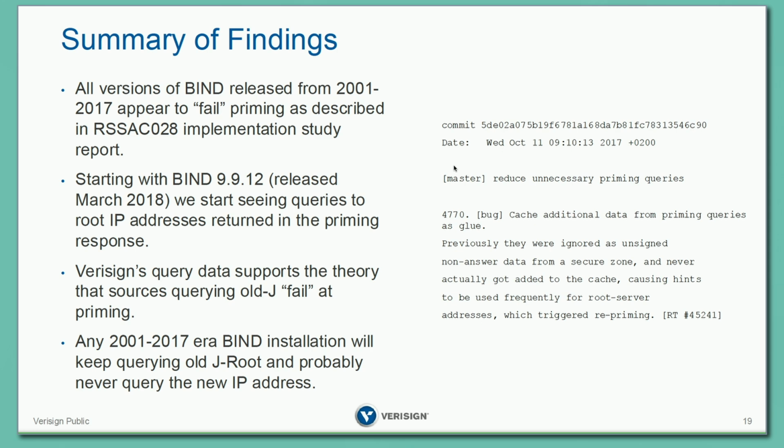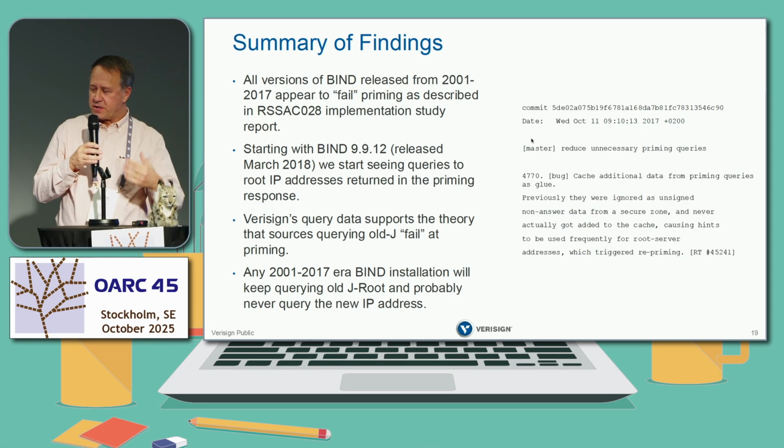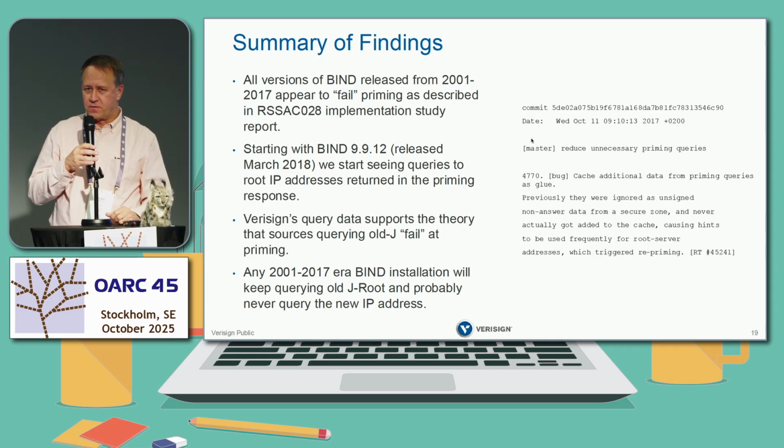On the right here, you can see a copy of the commit log from named, which I think is when this bug was fixed. If I could read the screen better, I might read it to you. But basically, it talks about how the priming data was not being trusted and not being accepted, and causing clients to query the old addresses over and over and over again.